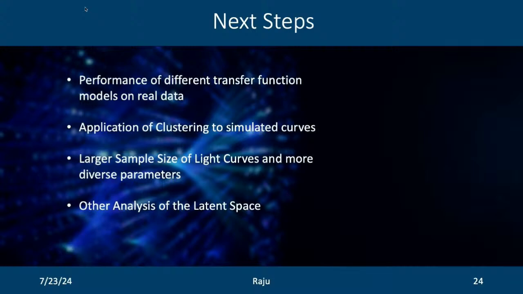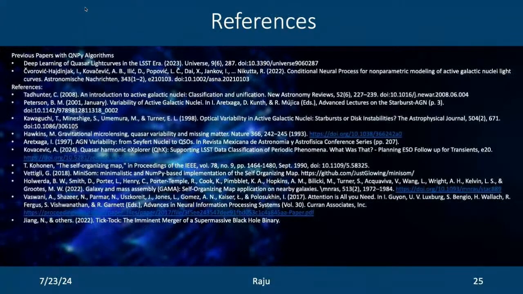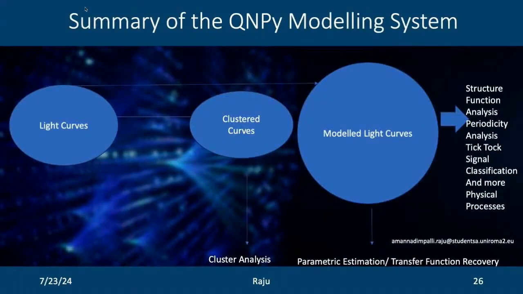We just use the 100 and the ones I produced. A larger sample would give us better results. And other analysis of the latent space. For example, we're working on PCA analysis of this reconstruction and seeing what are the different light curves that it can generate in this latent space. And here's my references and just a short summary of the entire QNPy pipeline. Thank you.